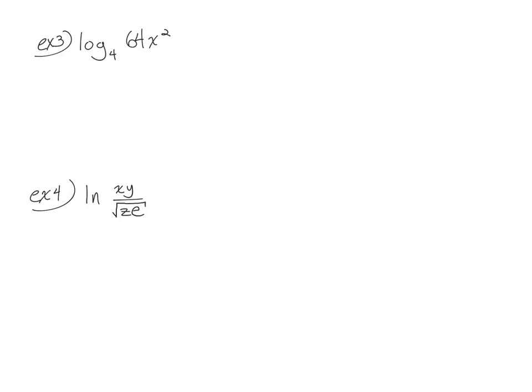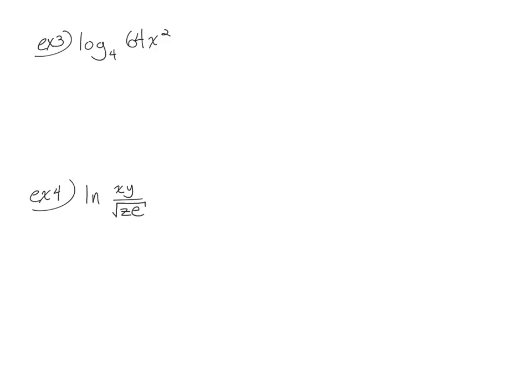So here I have 2 more examples. We have example 3, with log base 4 of 64x squared. And I want to point out again here, I don't need any parentheses around this 64x squared because it's all one term. We only have to put parentheses around an argument if there's more than one term in the argument.